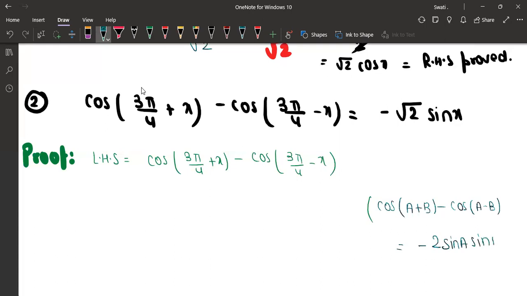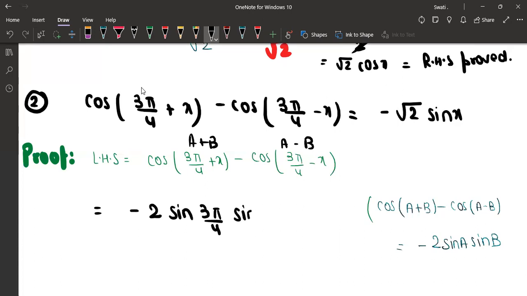Okay. So, using this formula, this will become... because of course you can see that this is in the form of this formula. It is a here, this is b here, a plus b, this is a minus b. So using the formula, it will become minus 2 sine a, right? A is 3 pi by 4, and then sine b, b is x. Now minus 2 sine 3 into pi is 180. So let us simplify it here only, and then sine x as it is.